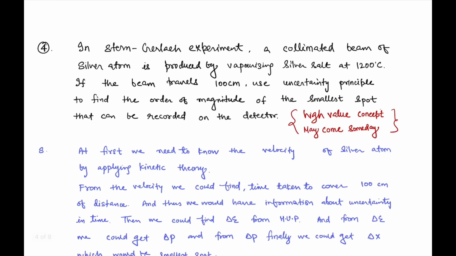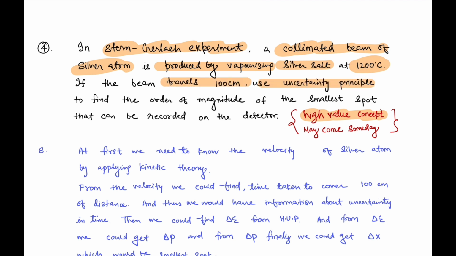So now let us move to the next question. This question is a high value concept, and it may come someday in our examination. In a Stern-Gerlach experiment, a collimated beam of silver atoms is produced by vaporizing silver salt, and the temperature is 1200 degrees centigrade. If the beam travels 100 centimeter, use the uncertainty principle to find the order of magnitude of the smallest spot that can be recorded on the detector. Okay, the beam is traveling 100 centimeter. So what is this spot? The diameter of the spot.